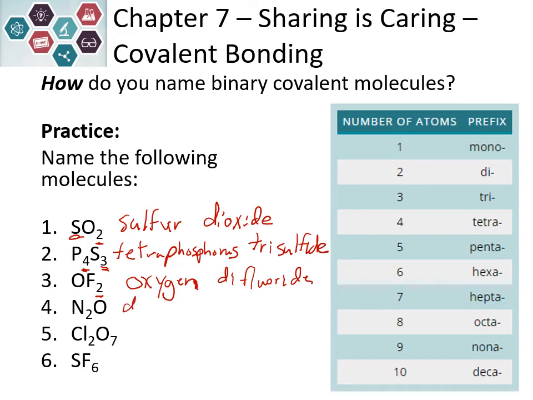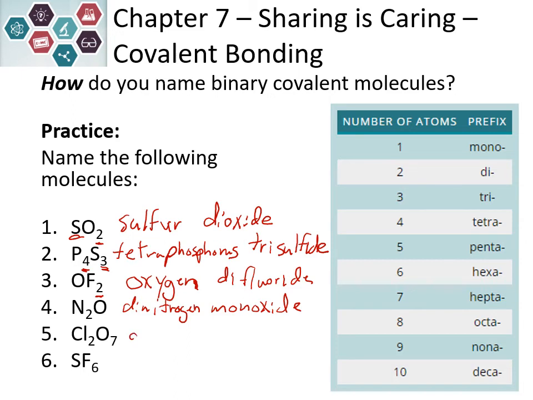N2O would be dinitrogen monoxide. We do include the mono. We drop one of the O's and change the ending to IDE. So dinitrogen monoxide.